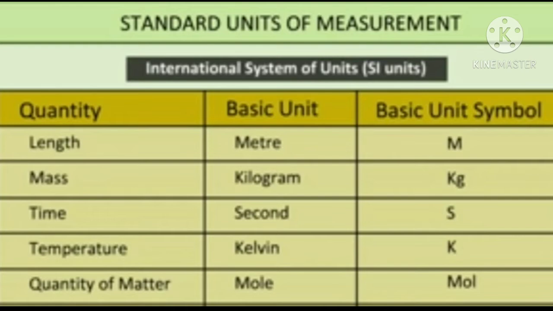The meter is the SI unit used for measuring length. The SI unit for measuring mass is the kilogram. For measuring time it is the second, and for measuring temperature it is the kelvin. The use of SI units has made the process of measurement easy. It has also made the comparison of measurements convenient.